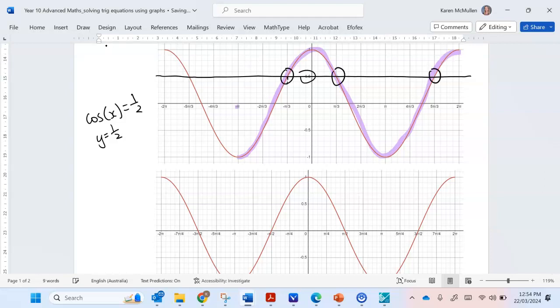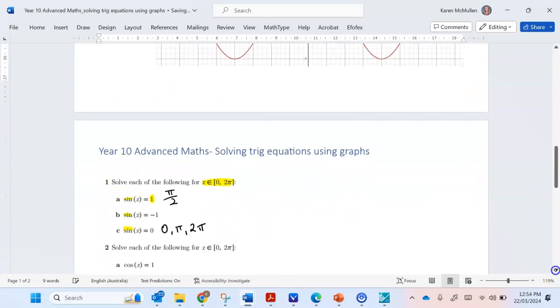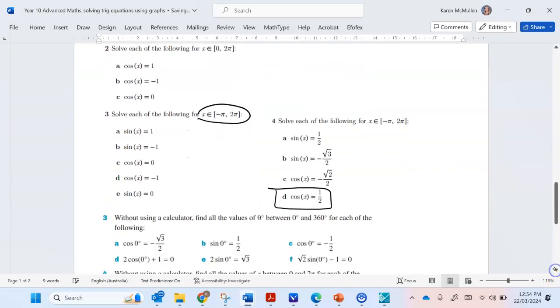And you can see, all right, there's 1, clearly on our scale. There's 2, and there's 3. So negative pi on 3, pi on 3, and 5 pi on 3. So let's just put that down. Negative pi on 3, pi on 3, and 5 pi on 3.